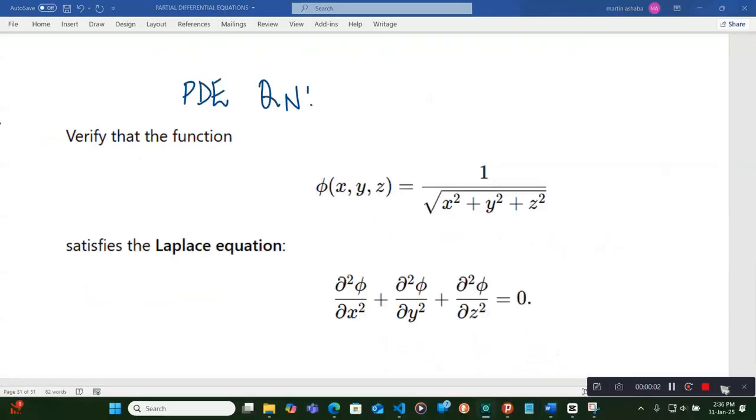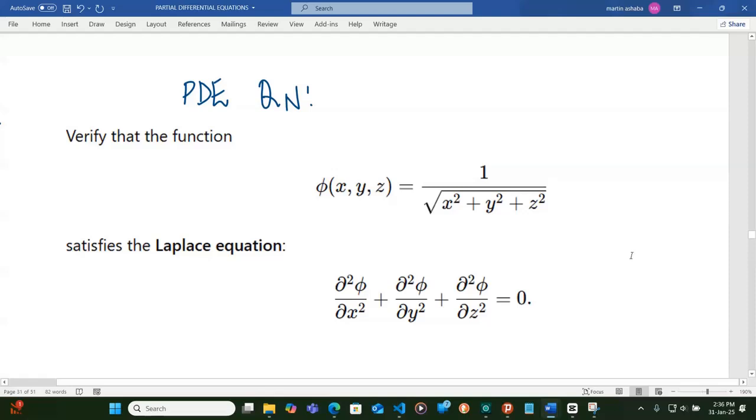Hey friends, once again we are in the discussion of partial differential equations. We are given a problem: verify that the function phi(x, y, z) = 1 over the square root of x squared plus y squared plus z squared satisfies the Laplace equation, del squared phi by del x squared plus del squared phi by del y squared plus del squared phi by del z squared equals 0. This is the Laplace equation in 3 dimensions.